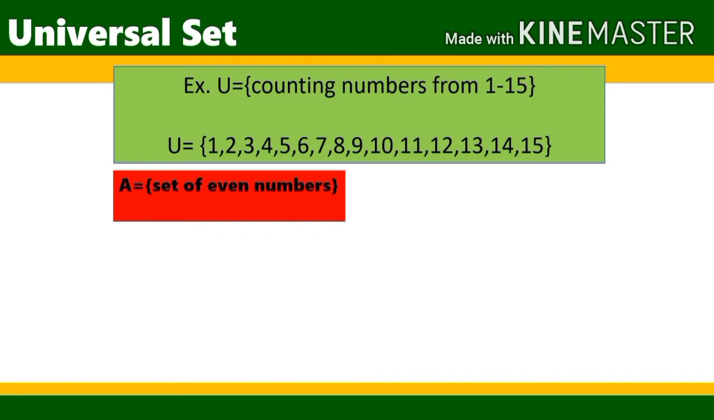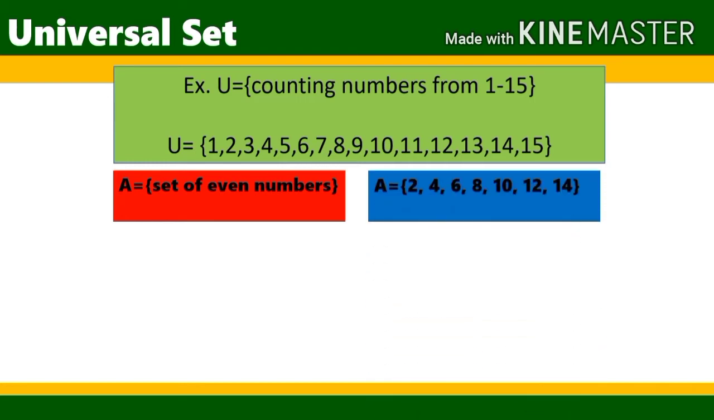So let's give the elements of set A. The given set A is the set of even numbers. So we're going to identify the even numbers from the universal set 1 to 15. So we have 2, 4, 6, 8, 10, 12, and 14.